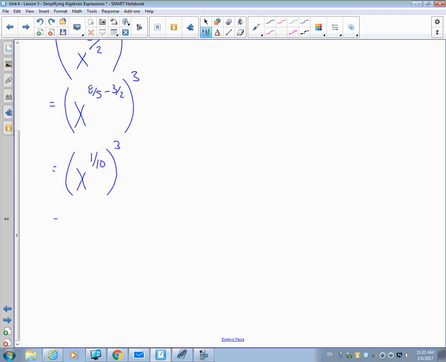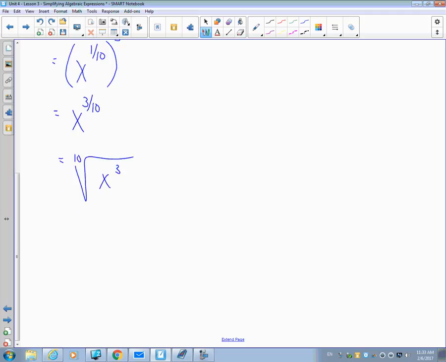And I can do my power to a power, which means I get 3 times 1 is 3 tenths. You can leave it in that form if you want to, or because it was written in radical form, we could put it back into radical form. Either that format, or if you prefer, because that's how we calculate it usually, this format. They both mean the same thing.